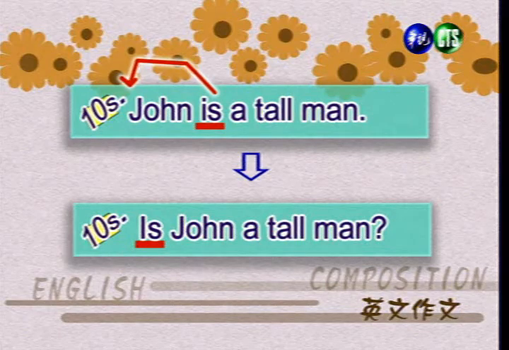Right. However, we also have some sentences where we don't have an auxiliary verb, and the main verb of the sentence is not a be verb. In these cases, we have to add a do to the front of our sentences. So let's take a look at sentence 11 on page 17 of your textbook.